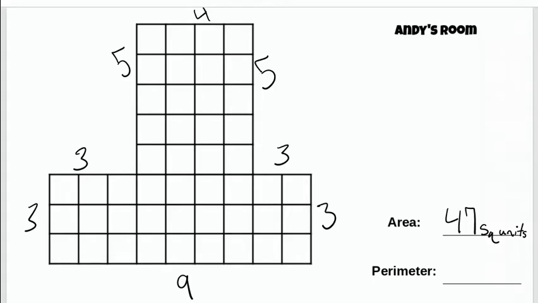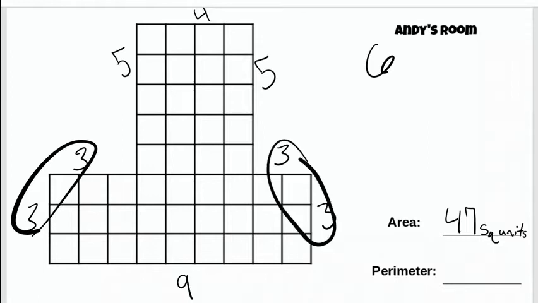So we have a few doubles here. Let's start with that. I have 3 doubled here, which is 6, and 3 doubled here, which is another 6, which makes 12. So those sides are done.